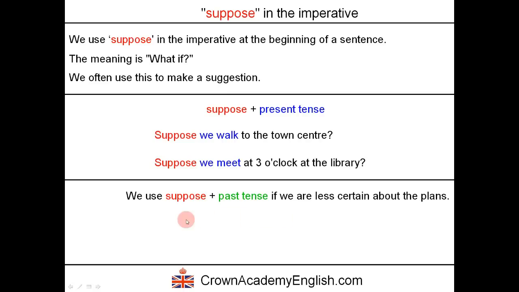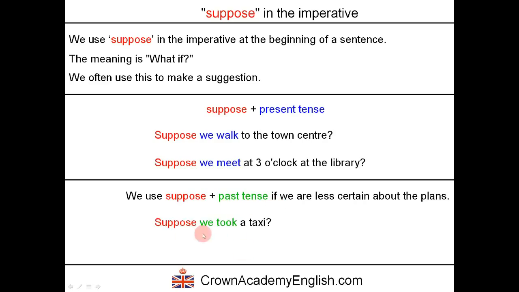Now, slightly more advanced, we can also use suppose followed by the past tense. And it's the same meaning, but here we are less certain about the plans. So it's almost like a strong conditional, in fact. It's similar to the second conditional. But the form is in the past tense. However, we are talking about future possibility. We're talking about a suggestion, so it's obviously the future. Here it is also the future, and here it is the future also.